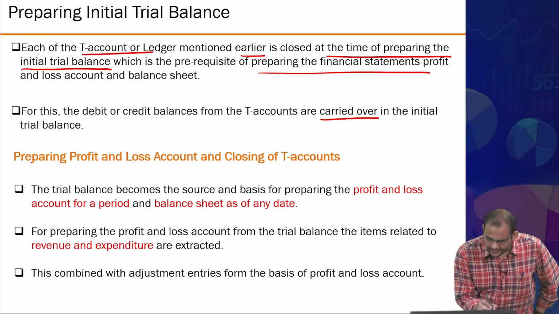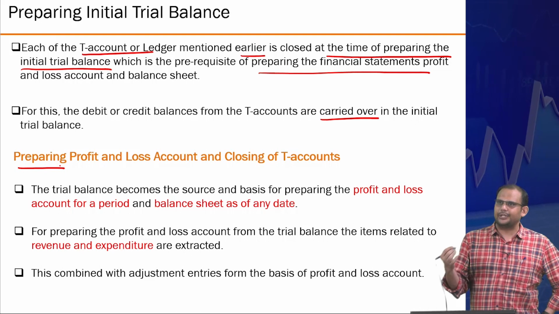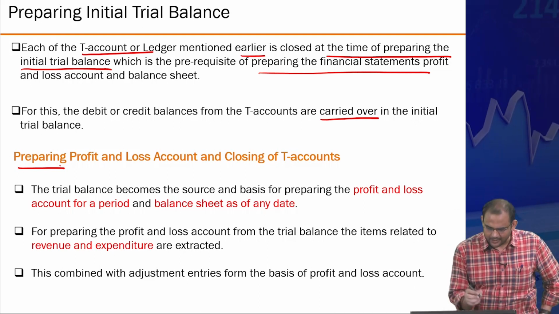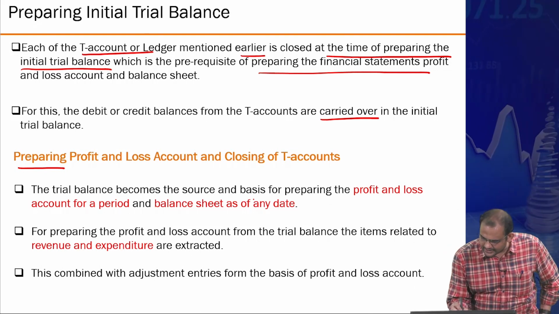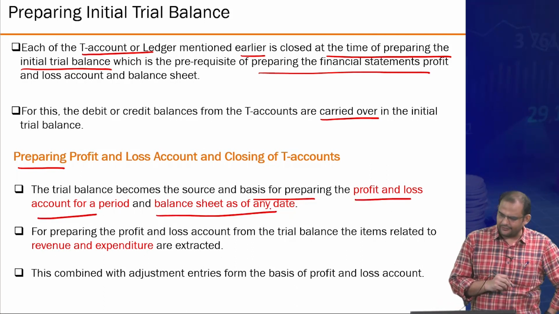So initially, when you have to prepare a profit and loss account, you need to close the T accounts. The trial balance becomes the source and basis for preparing the profit and loss account for a period and the balance sheet of any date.